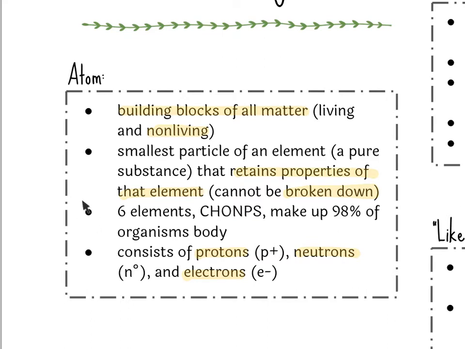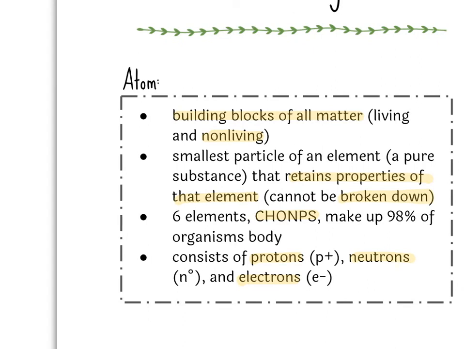And going back up to the third bullet, there are 6 elements that make up 98% of the human body, of an organism's body. An organism could be any living thing, really. It doesn't have to be just humans. It could be any type of animal, plants, things like that. But these 6 elements make this nice acronym called CHONSP, which I won't ever say because that's a hard word to say because it's not a word.